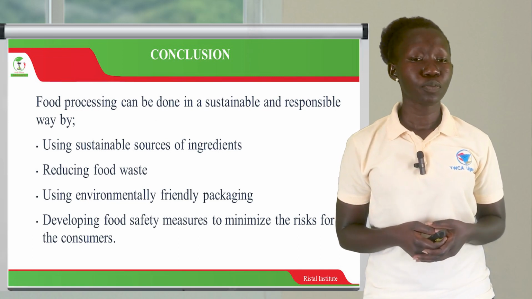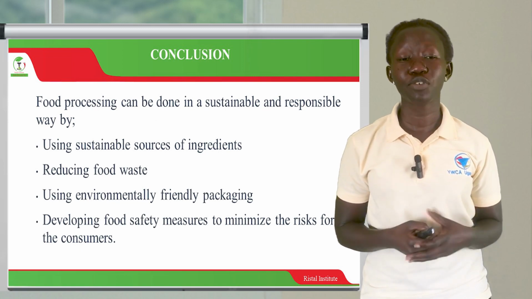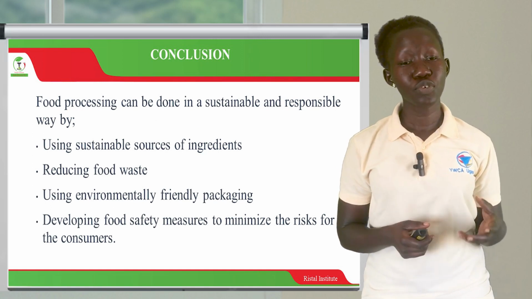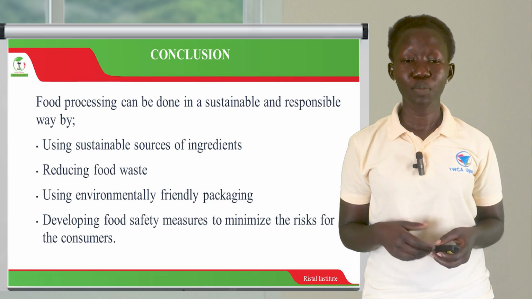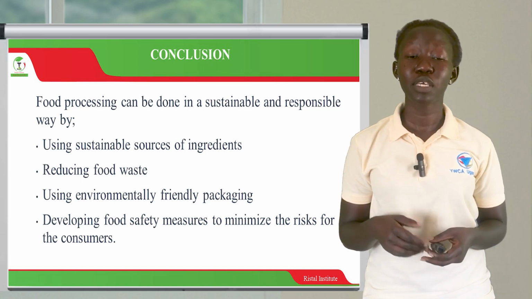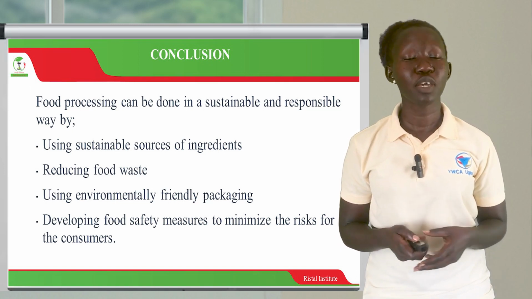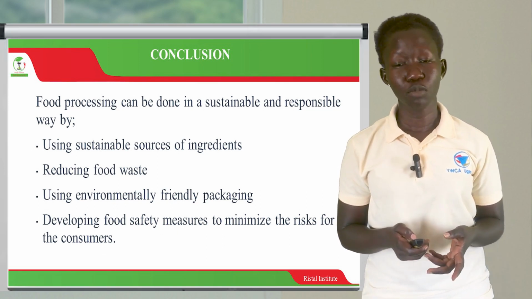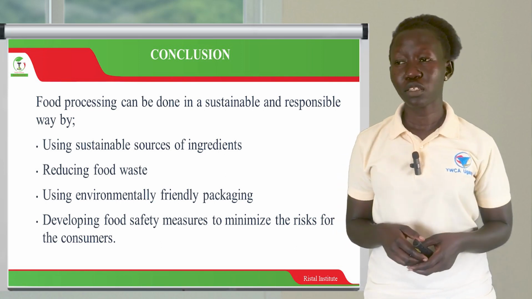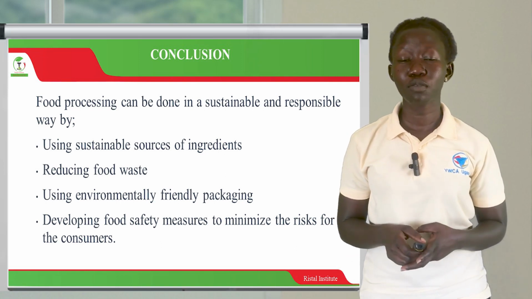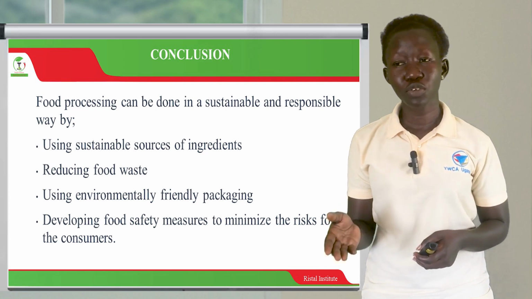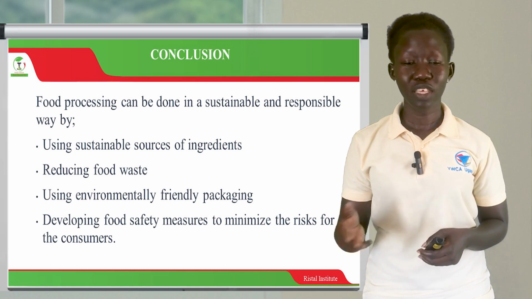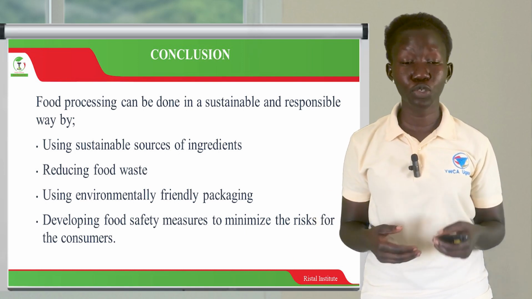In conclusion, food processing can be done in a sustainable and responsible way by using sustainable sources of ingredients, reducing food waste, using environmentally friendly packaging, and developing food safety measures to minimize the risks for the consumers. It is good to process food, yes, because it increases the shelf life, it increases the accessibility of the food items, it makes even some of the nutrients more available for consumption all through the year. Even when some foods are not in season, you can consume them.